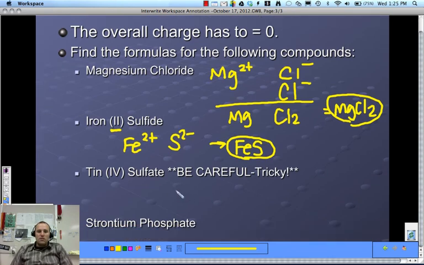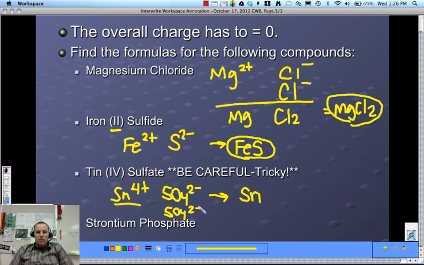All right, the next one, tin(IV) sulfate. Tin 4 would be Sn4+, and sulfate is SO4 2-. So how many of each do you need? There's 4 positives and 2 negatives right now. So we need another sulfate, SO4 2-. So now look what we have. 1 tin, here it is, and how many sulfates? 2 of them. This is where it gets tricky.